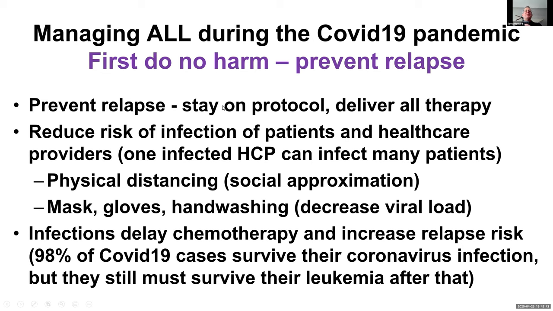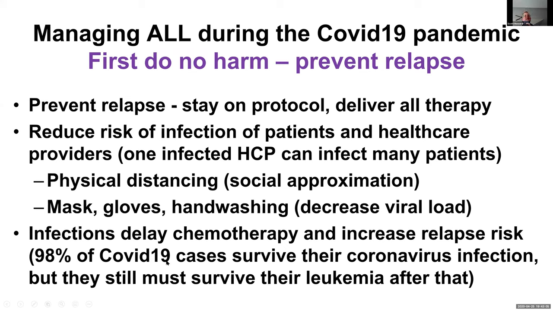Preventing relapse, how do we prevent it? We stay on the protocol, deliver all the therapy, reduce the risk of infection. Of course, we know about distancing and masks and gloves and hand washing. And here's the thing though, infections don't just cause toxic death. I'm trying to find a place to put the picture here. Infections can also increase relapse.